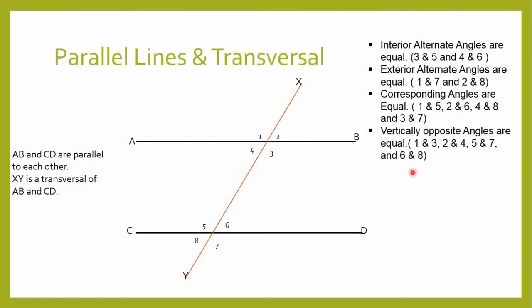And then we have vertically opposite angles, which are also equal. So vertically opposite angles: angle 1 will be equal to angle 3, angle 2 will be equal to angle 4, angle 5 is equal to angle 7 and angle 6 is equal to angle 8.